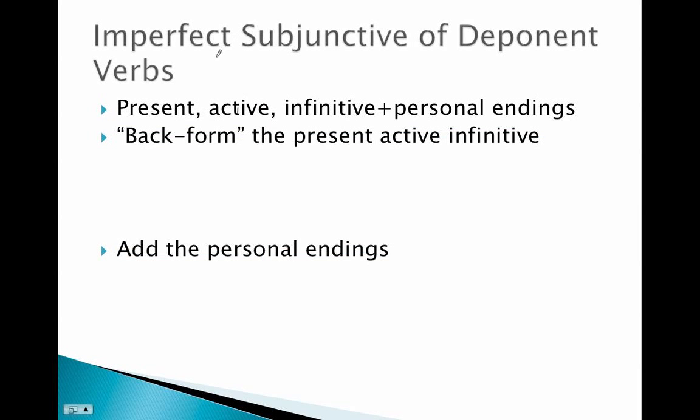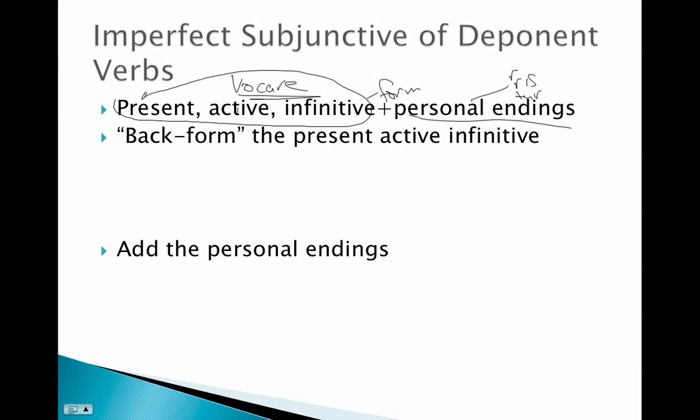And you'll remember, to form the imperfect subjunctive of a regular verb, you're going to use the present active infinitive. So for woko, it would be wokare. Remember, we're using that infinitive form and adding the personal endings. Well, you know that the personal endings are going to be aristur for deponents. Right, so we've got the personal endings. But the question is, how do we form this present active infinitive? And you have to back form it.